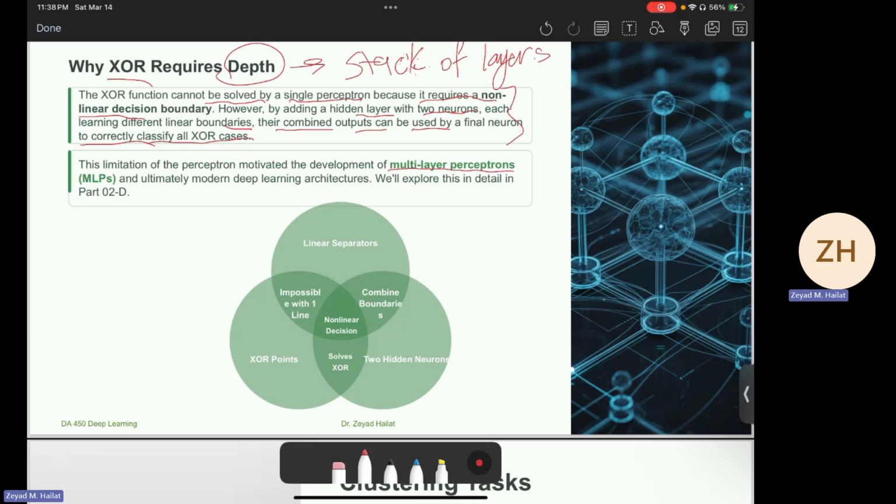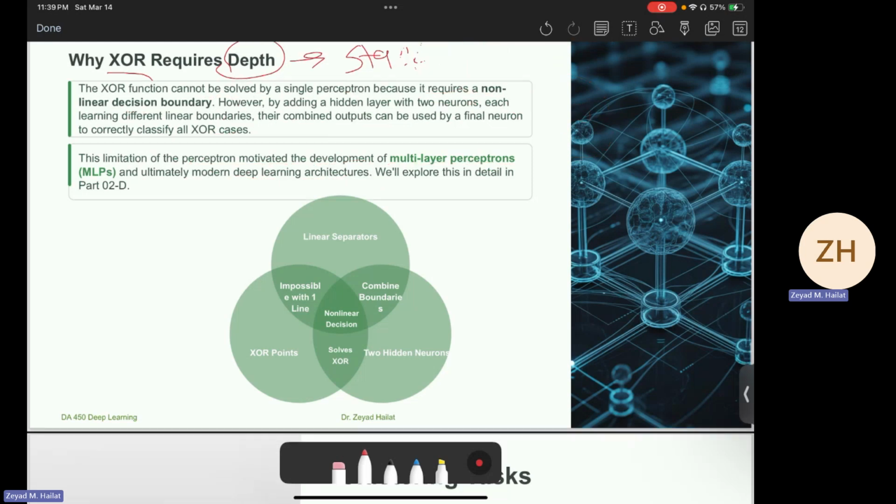So what we described in here is you do have two neurons, and these two neurons are connected to one other neuron, and now we are able to learn the complicated decision boundary in multiple layers. So now we have multi-layer perceptrons, which we refer to as MLPs, and ultimately modern deep learning architecture. I usually refer to it as a modern machine learning architecture that we will explore in detail in the following parts.